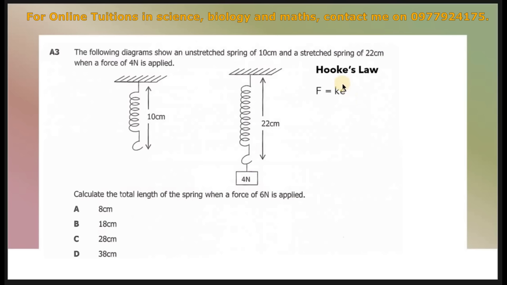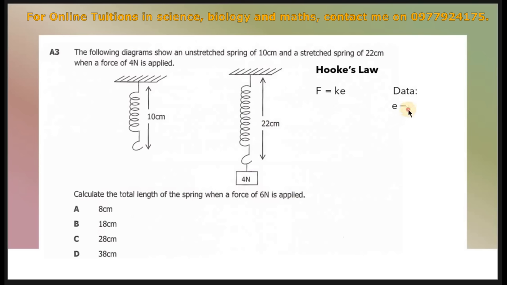So first of all, let's find the constant of proportionality. The force given here is provided so that you know what the constant of proportionality is. You are told that a force of 4 newtons was applied, and then the length went to 22 centimeters. The stretching. So how much did it extend?